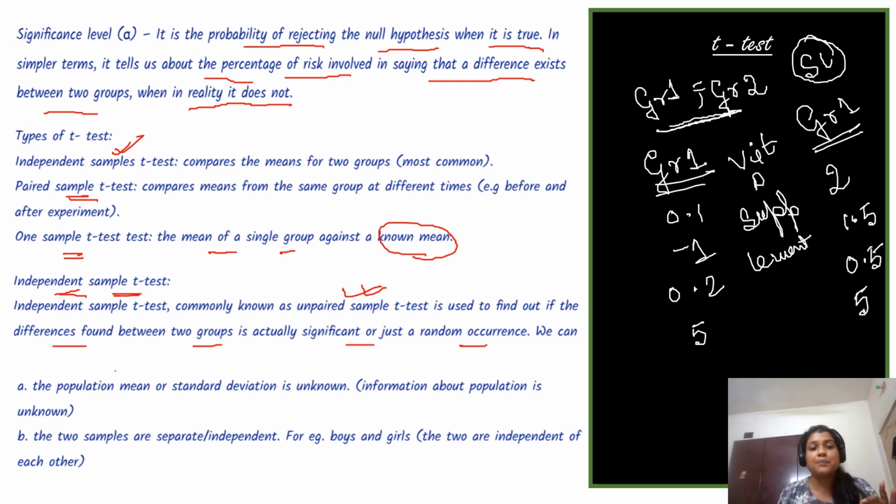So here the population mean or standard deviation is unknown. Obviously, it is known in the one sample t-test. Here it is unknown. And the two samples are separate and independent. Not like after an experiment something will be the result. It should be two different populations altogether, like our previous example of bone density.